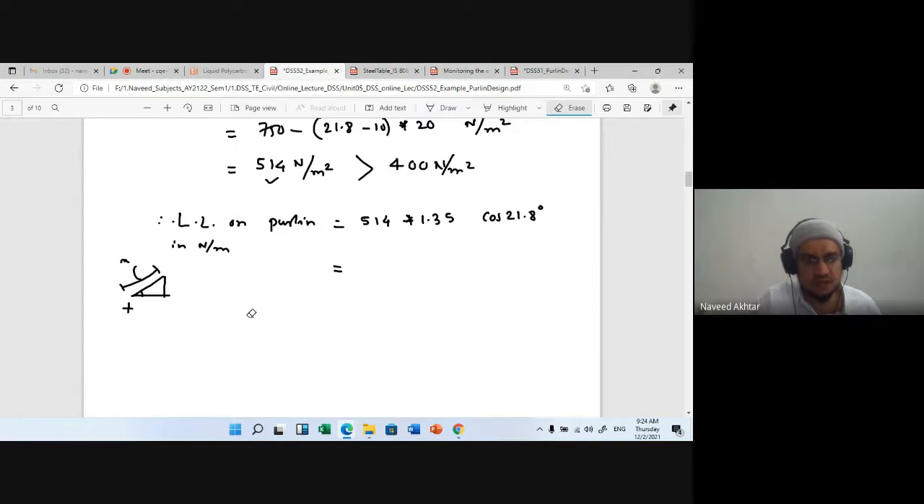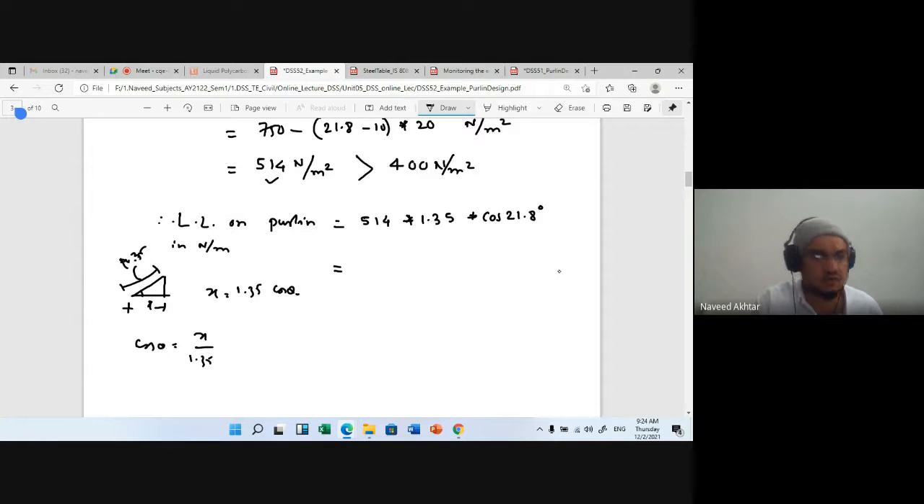Sorry. This is our x. And this is 1.35. So it is okay. So cos theta is equal to x upon 1.35, so x is equal to 1.35 cos theta.